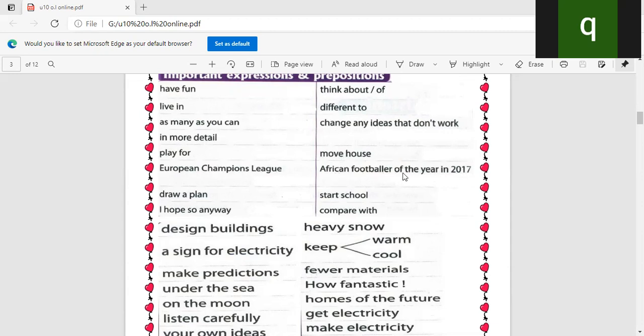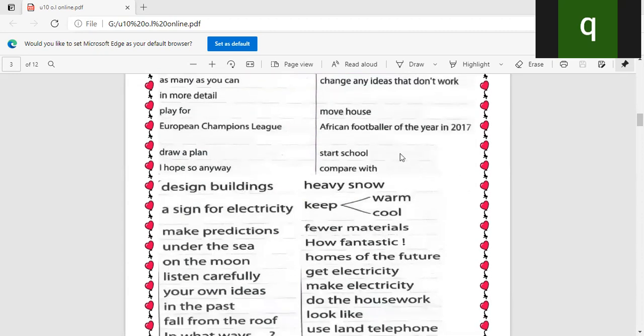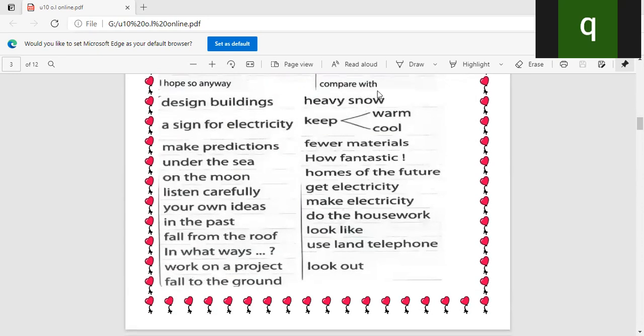African footballer of the year in 2017. Start school. To compare something with. Design a building, heavy snow, a sign for electricity, make a prediction, to predict, to say something about the future. Under the sea, when you go under the sea. On the moon, it takes the preposition on. Listen carefully, you will listen attentively.